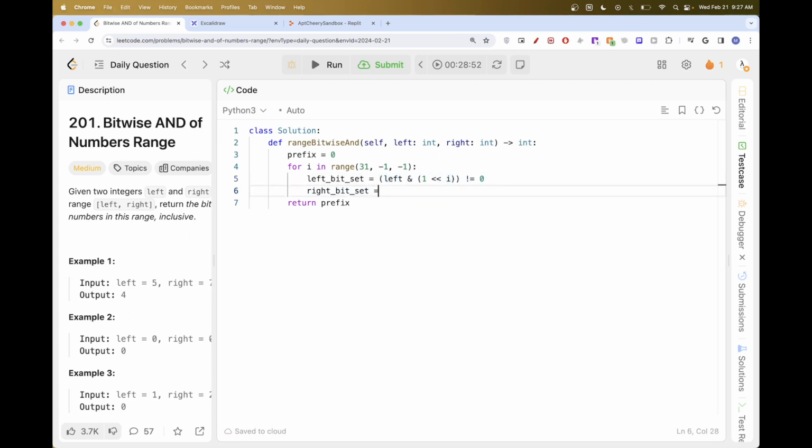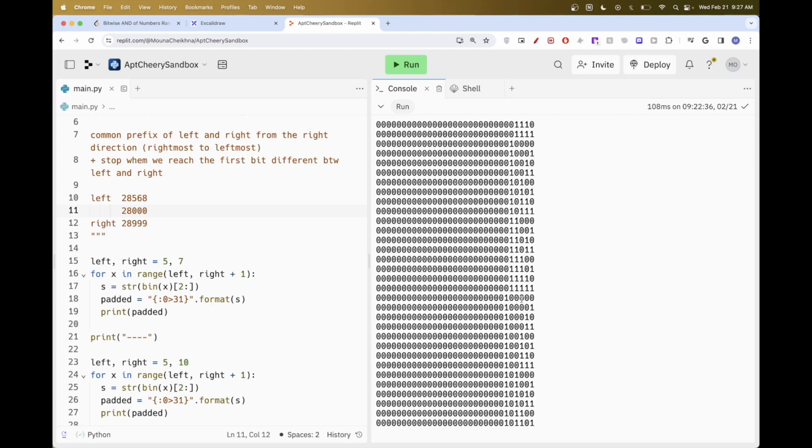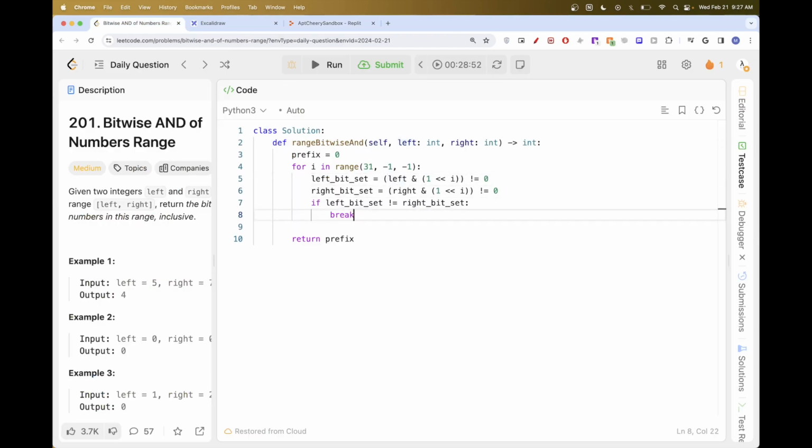And we can do the same thing for right, except this would be right here. And now we check if the bit is the same, then we are good. But if the bits are different, we should stop. We should break as soon as the bits are different. Because what this means is we will get something like this with all zeros after it, which will cancel all the ones.